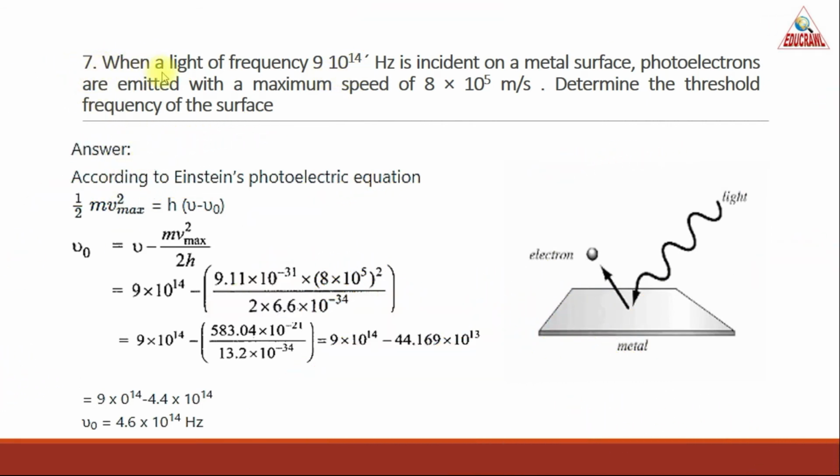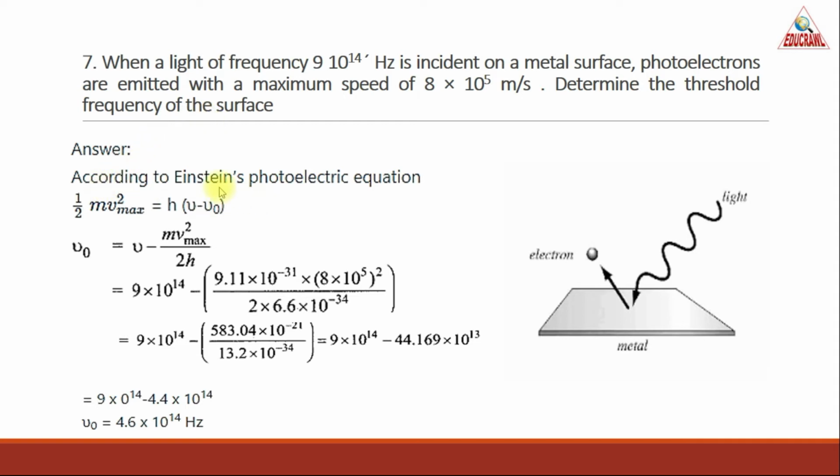Seventh problem. When a light of frequency 9 into 10 power 14 Hz is incident on a metal surface, photoelectrons are emitted with the maximum speed of 8 into 10 power 5 meter per second. Determine the threshold frequency of the surface. So the frequency of the light is given, the speed of the electron is given. We are supposed to find the threshold frequency, which is the minimum frequency for the photoelectrons to be emitted.